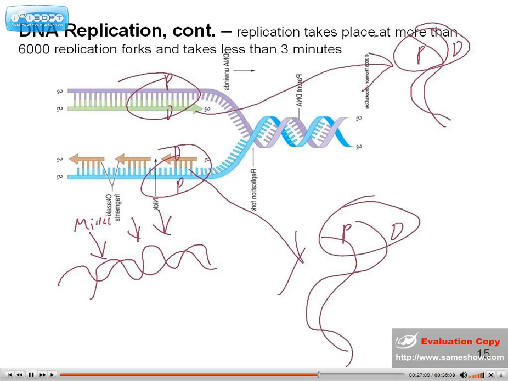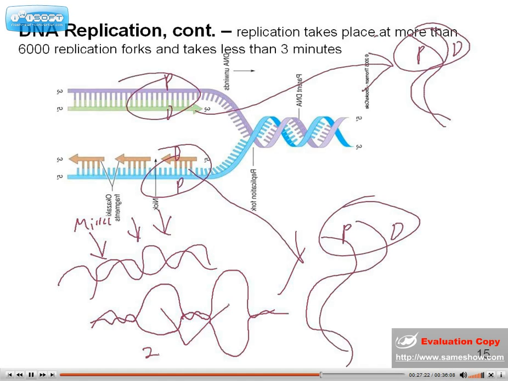The good thing about the method is you can actually speed up this process because you can have simultaneous replication forks. So here are our two replication bubbles. Notice on these two replication bubbles, you can actually speed up the DNA replication process because you can have multiple daughter DNA strands forming. And eventually everything will separate.